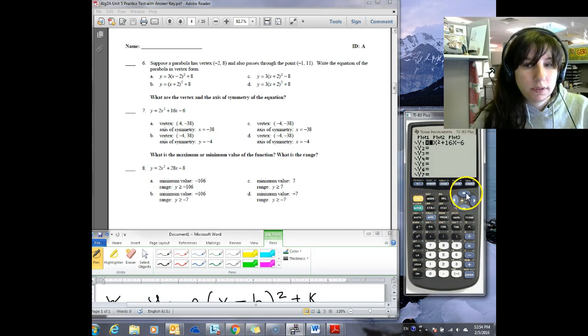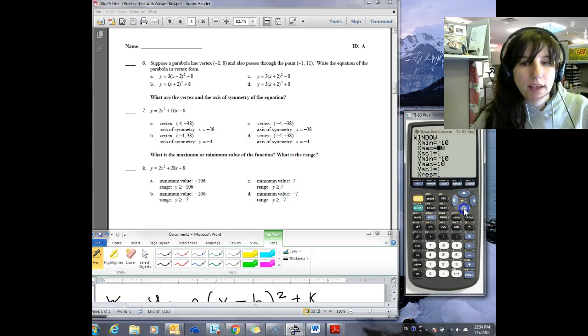For 8, I'm going to do the same thing. 2x squared plus, let's do 28x minus 8 this time. Let's go ahead and graph it. I'm going to hit zoom number 6 for standard. Okay, I can't see my graph. So I need to make this window a little bit bigger. What is the part I need to see? I need to go up more.